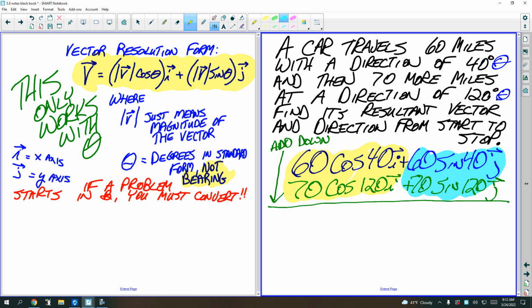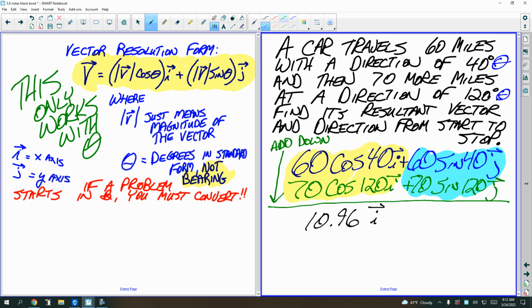Here I go with my calculator. So in my calculator, I'm just punching 60 cosine 40. I hit equals. I get a decimal, big deal, plus 70 cosine 120. I hit equals and I get 10.96 i. See if you got that. Did you get 10.96? Rounding to the 100th sounds perfect today.